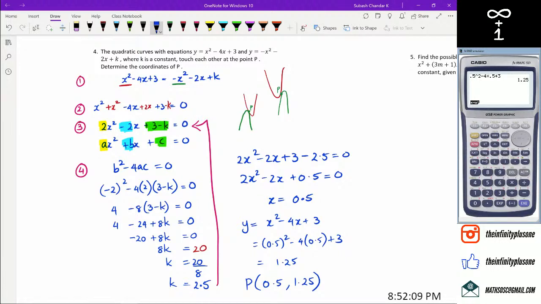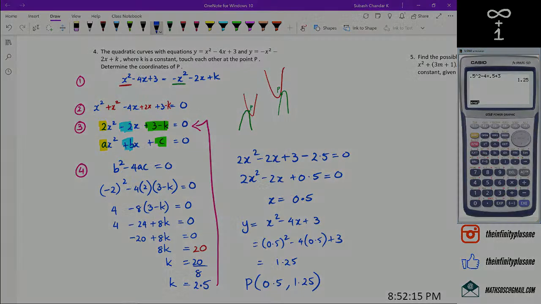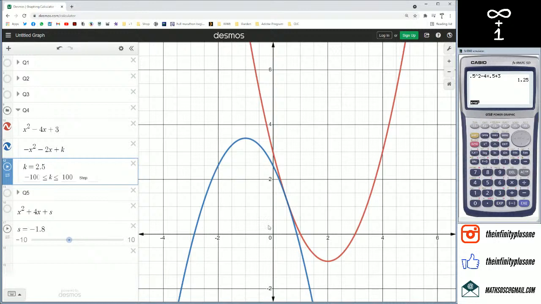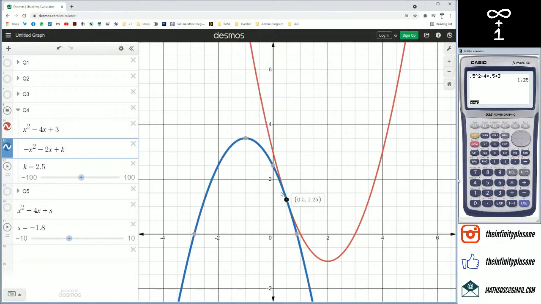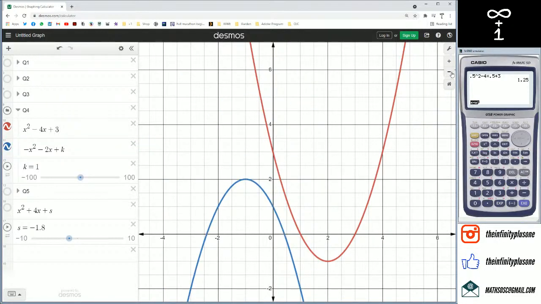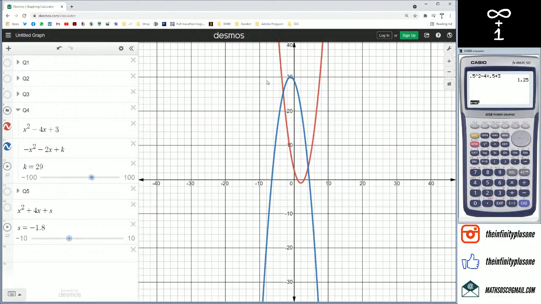Guys, I just wanted to show you what it looks like on Desmos, and then I'm going to come back to this working out. I've drawn x squared minus 4x plus 3. When I put k equals 2.5, you can see it's touching at that point, 0.5 and 1.25. If k is any other value, it's either going to miss it completely, or it's going to cut it at 2 points.